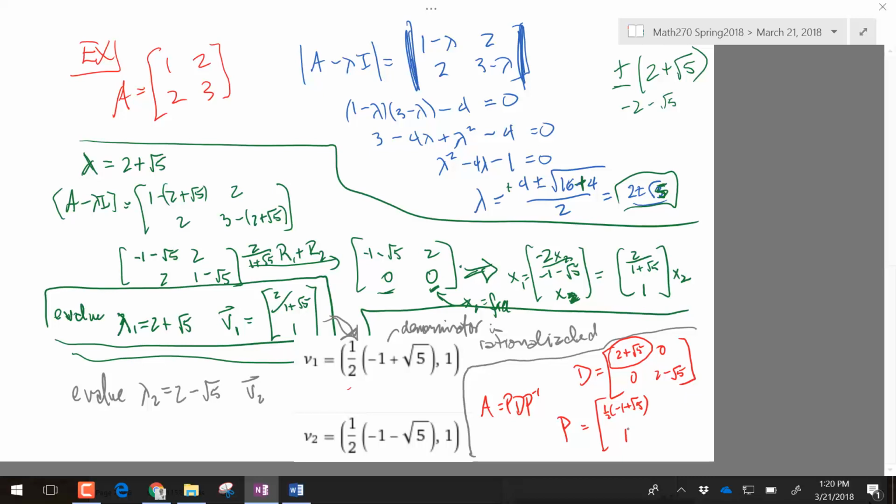And then the v2 vector is the eigenvector for the eigenvalue 2 minus root 5. And so that will be 2 over 1 minus root 5, and then the second component is going to be 1. All right. Well, that sucks. That was a lot of work.